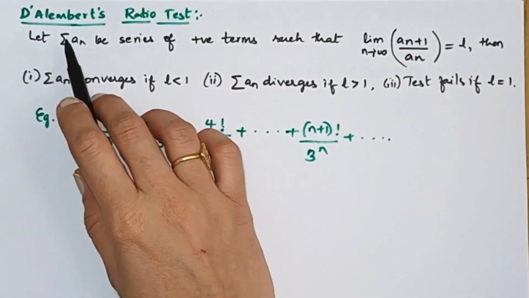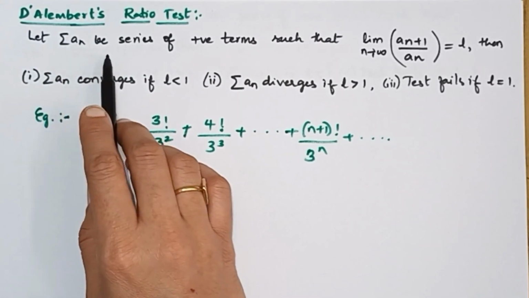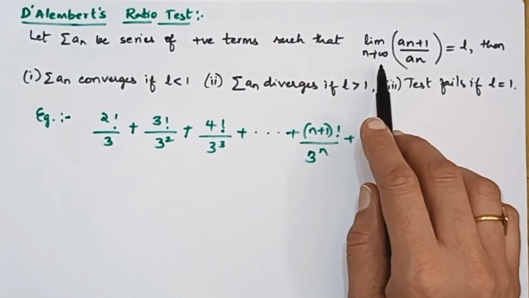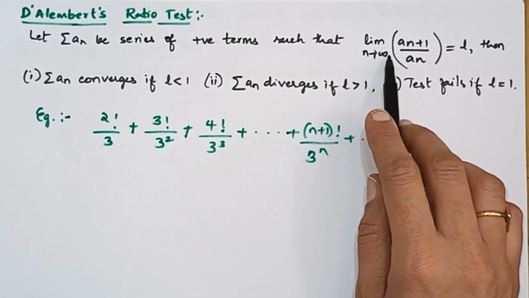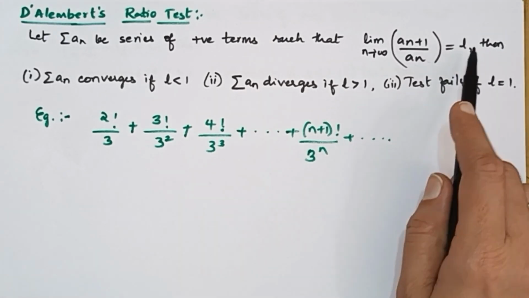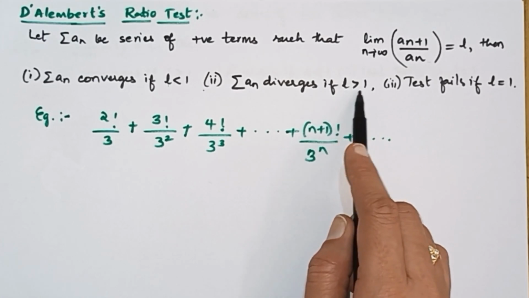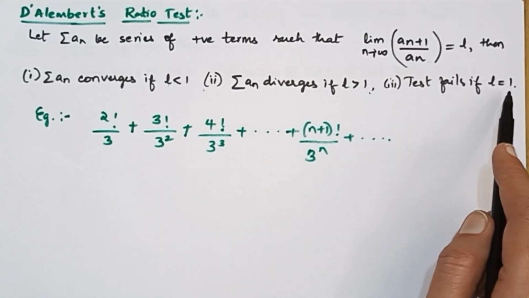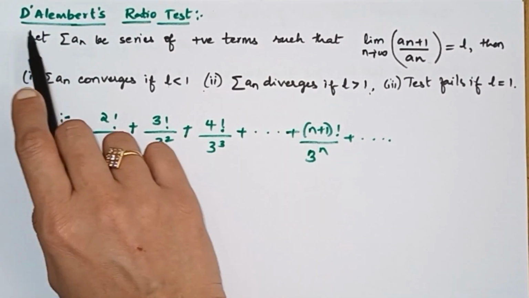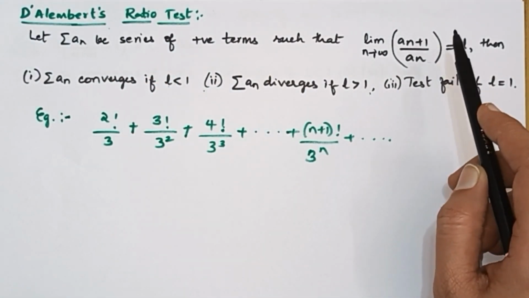One more test is D'Alembert's ratio test. See here, consider a positive term series which is given as sigma an, such that limit of an plus 1 by an as n tends to infinity equal to some value l. Then this series converges if l is less than 1, diverges if l is greater than 1, and the test fails if l equal to 1. Then you have to go for some other test.